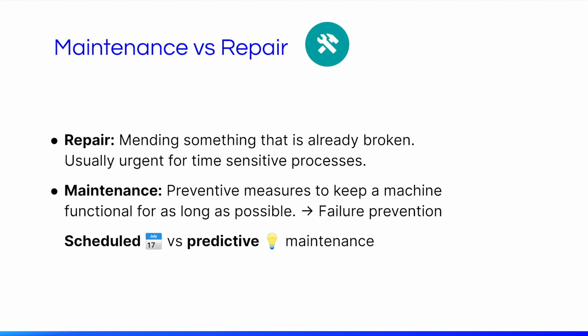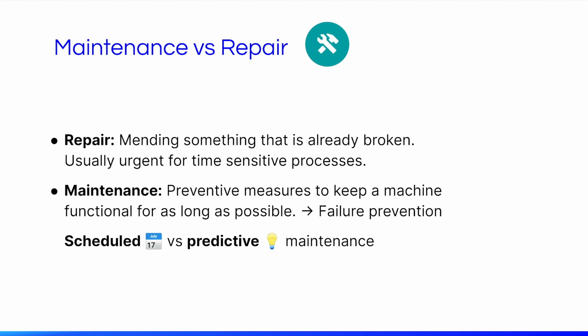Usually, when we talk about maintenance, we mean preventive measures to keep a machine functional for as long as possible. And this is failure prevention. Examples for maintenance can be cleaning, adjusting, or lubricating machinery, or even replacing parts.